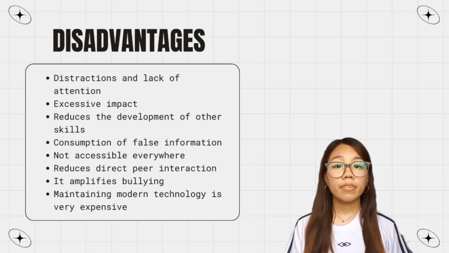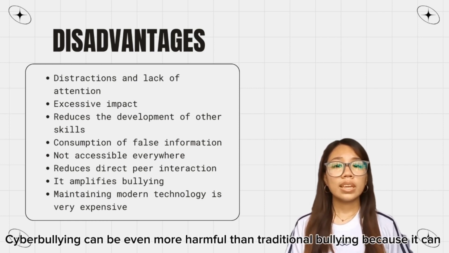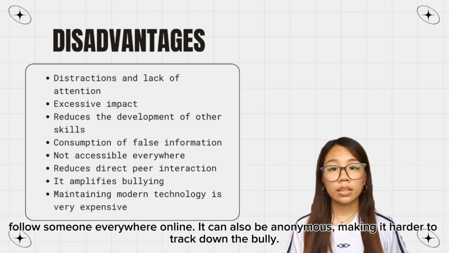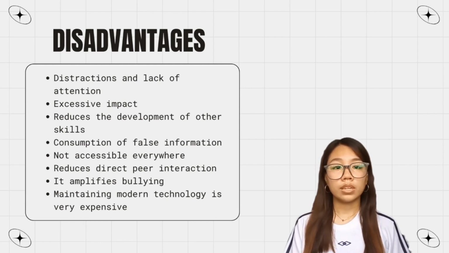Next is amplifies bullying. Cyberbullying can be even more harmful than traditional bullying because it can follow someone everywhere online. It can also be anonymous, making it harder to track down the bully.